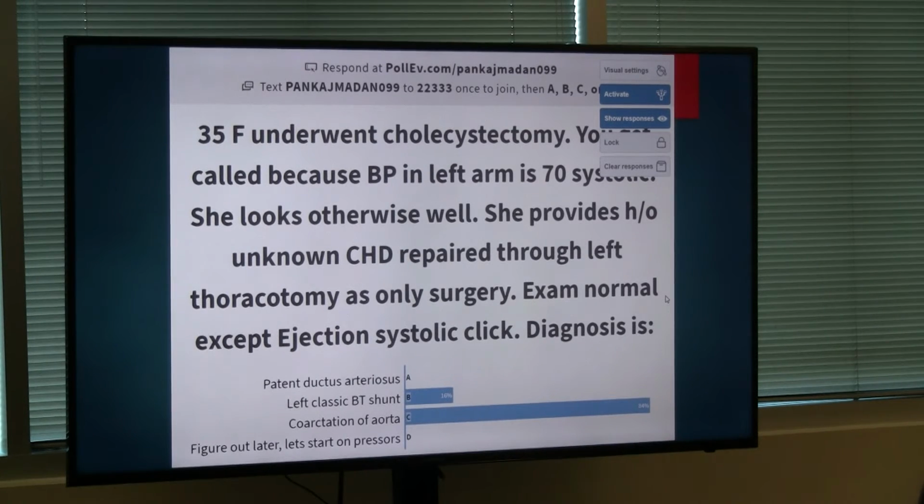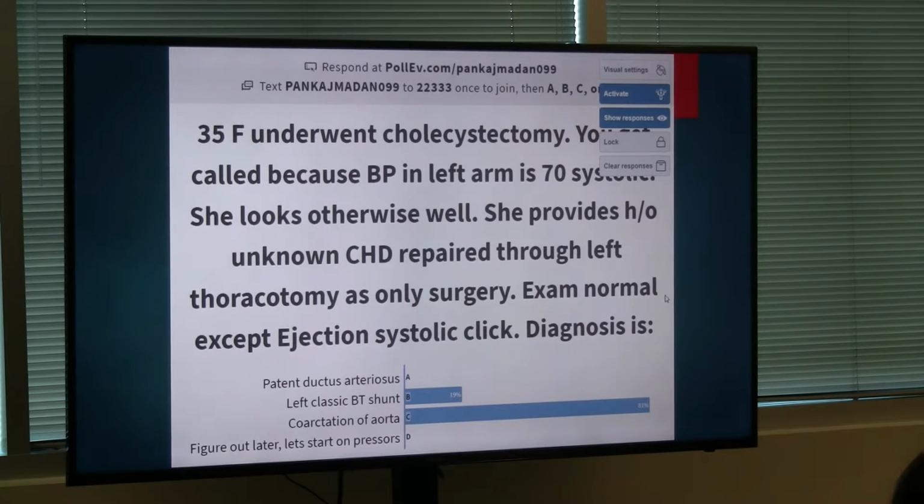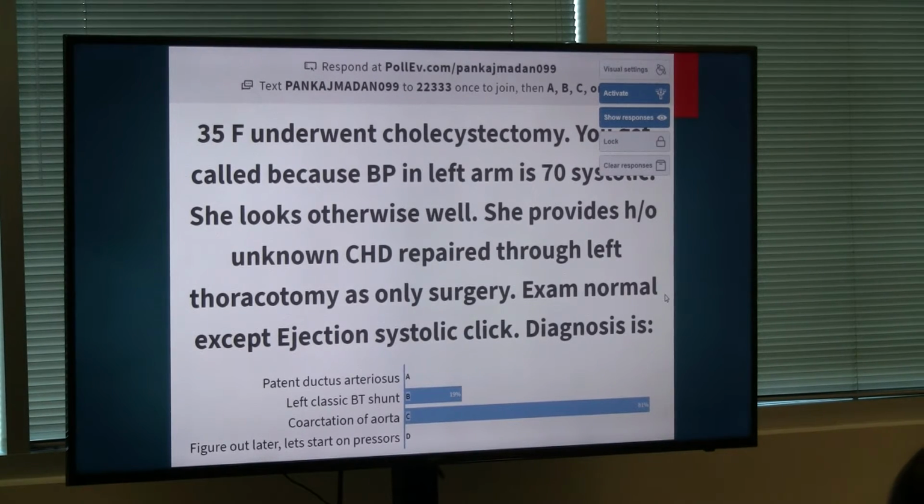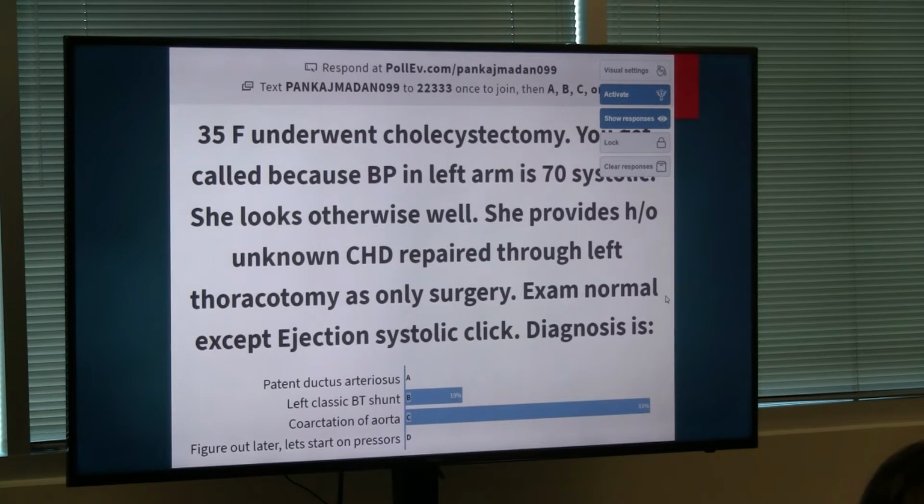So, I guess we don't need to have this boot camp, but for people who answered coarctation of the aorta, what is the thinking? Nothing? The ejection click is for a bicuspid valve. Okay. There's restenosis on the left side of the ventricle. Okay. Coarctation. Well, I guess we will talk about coarctation at a later time too.